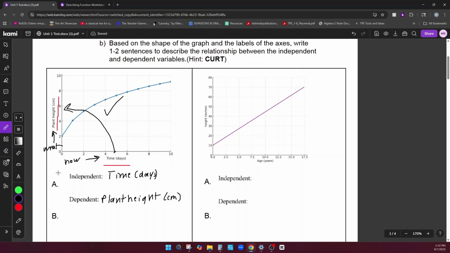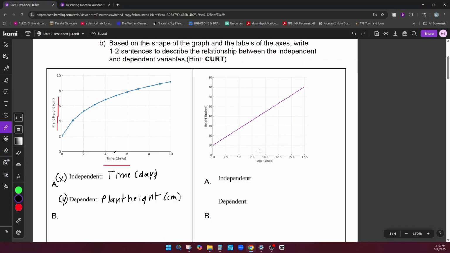And just as a rule of thumb, generally speaking, our independent is going to be our x. Our dependent is always going to be our y. So whenever you're given a graph, these thoughts and connections are very good to have and establish. But if you're ever in a pickle, your x is your independent, your y is your dependent. It is easy as that. Okay? So with that in mind, let's go ahead and take a look at our second graph.